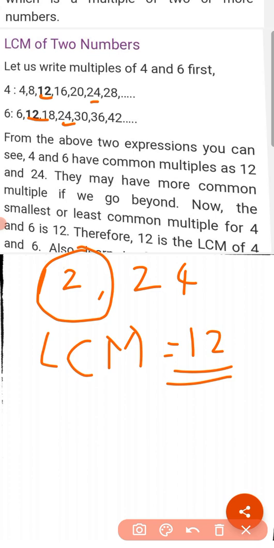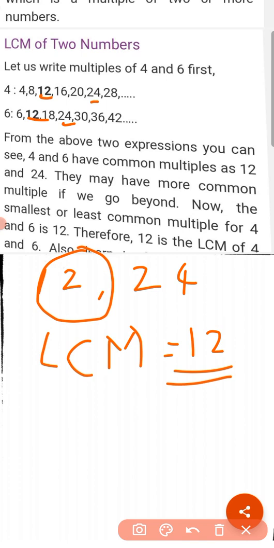Then you find the smallest or least common multiple. Here in our example, we are finding the LCM of 4 and 6. First, we write a few multiples of 4: 4, 8, 12, 16, 20, 24, 28, etc. Then 6: 6, 12, 18, 24, 30, 36, 42.